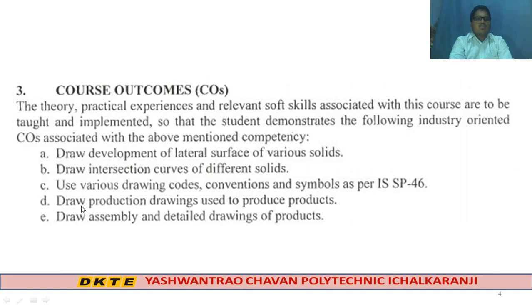The next CO is to draw production drawings used to produce products. What does production drawing mean? A production drawing is a drawing on which all the tolerances, drawing codes, conventions and symbols are given from the manufacturing and production point of view. The last is to draw assembly and detailed drawings of products. Students should be able to draw an assembly drawing from the details, or detailed drawings from the assembly. These are the last two chapters in your syllabus, details to assembly and assembly to details.